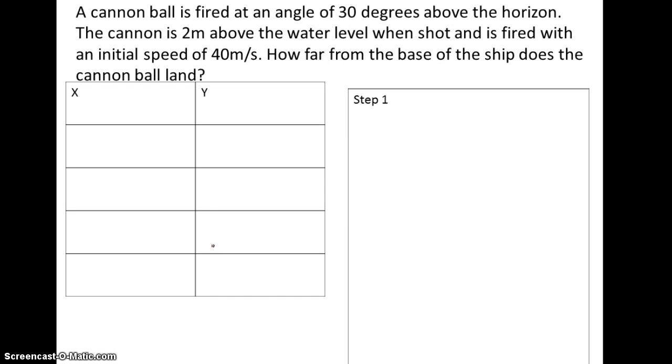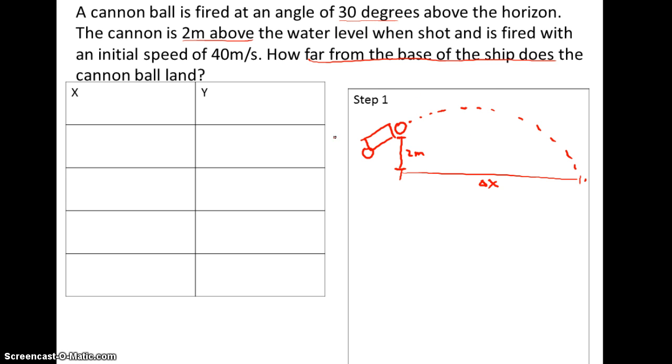In this problem, a cannonball is fired at an angle. And we want to find how far from the base of the ship the cannonball lands. So if this is the base of the ship, we're trying to find what delta x is. So let's label what we can in this diagram. Well, the cannon is 2 meters above the water, and it's also fired at an angle.